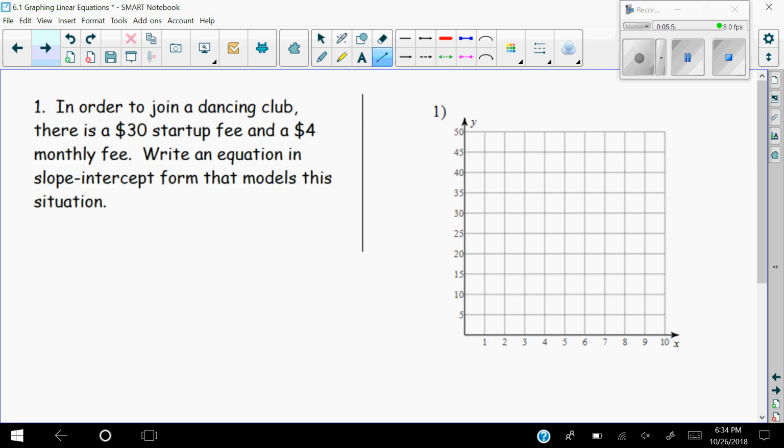Okay, so in this first example, it gives us a word problem, and the graph is just for extra assistance, but I'll go over that in just a second. Let's see what it says here. It says, in order to join a dancing club, there is a $30 startup fee and a $4 monthly fee. Write an equation in slope-intercept form that models this situation. So, just like we had before, we're going to use our y equals mx plus b.